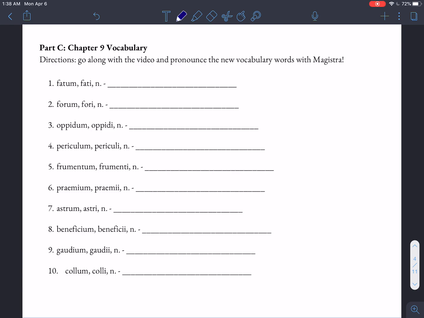Okay, now I told you at the beginning of this that you do need yellow. Okay? So if you don't have that, make sure you go get it. Pause the video, go get it, come back. All right, but in the meantime, here we go. Please repeat the Latin vocabulary after me. Number 1, fatum, fati, neuter.